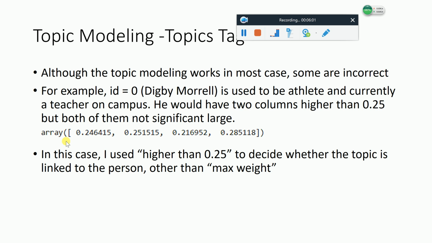For example, if you choose the ID equals 1, Digaboo Moreau, he was an athlete, as he used to be an athlete and now is a teacher on campus. He would have 2 columns higher than 0.25, but both of them are not significantly large. So in this case, I won't choose the max as the way to pick the topics for a person. I will use the threshold higher than 0.25. So if a person has more than 2 topics, I would tag both of them. So that's how I build the system.